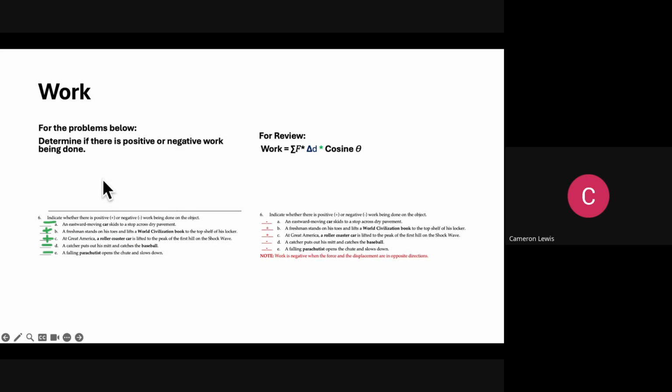So let's see how we did. Negative, positive, positive, negative, negative. Good. So what we want to focus on is that work is negative when the force and displacement are in opposite directions. Any questions on that so far?